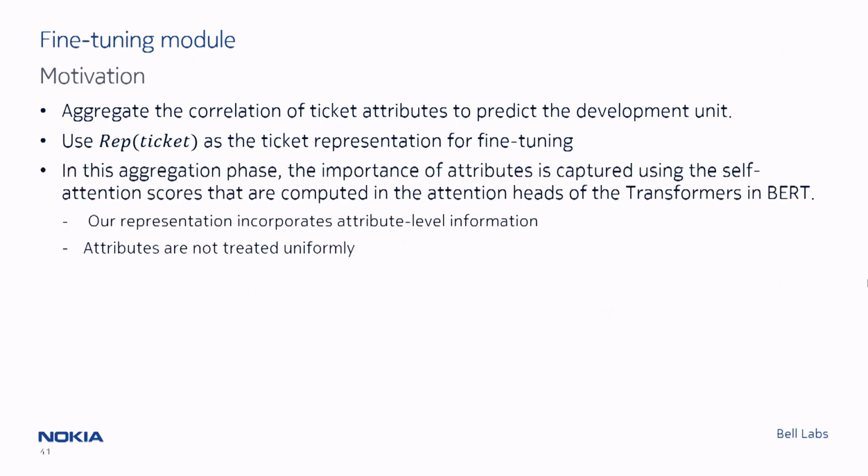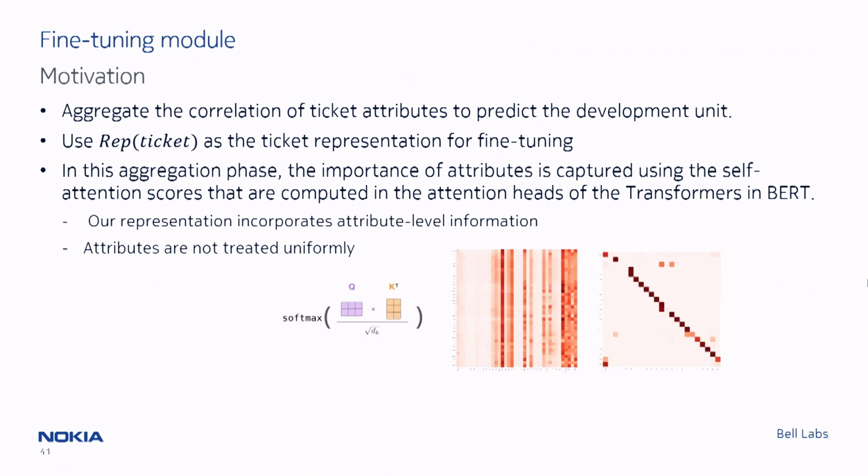In this aggregation phase, the importance of attributes is captured using the self-attention scores that are computed in the attention heads of the transformers in BERT. If you recall, we have these attention matrices that are computed using the matrix multiplication between the query and the transpose of the key.